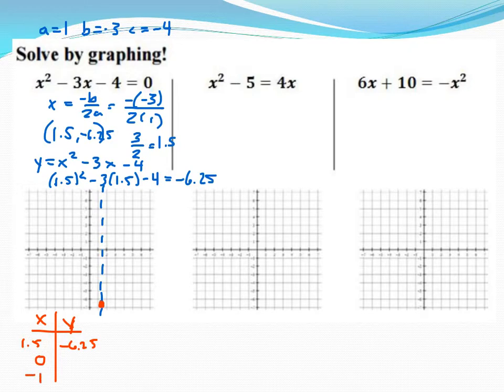I could do it on the left side, I could also do it on the right. So if I plug in 0, 0 squared minus 3 times 0, both of those give me 0. That's going to give me negative 4. So I know I'm going to be at an x of 0 and a y of negative 4, so I have that there. And if I plug in negative 1, negative 1 squared is 1. Negative 3 times negative 1 would be positive 3, so 1 plus 3 is 4. Minus 4 is 0, so I know that at negative 1, I get a y value of 0, so that would be there.